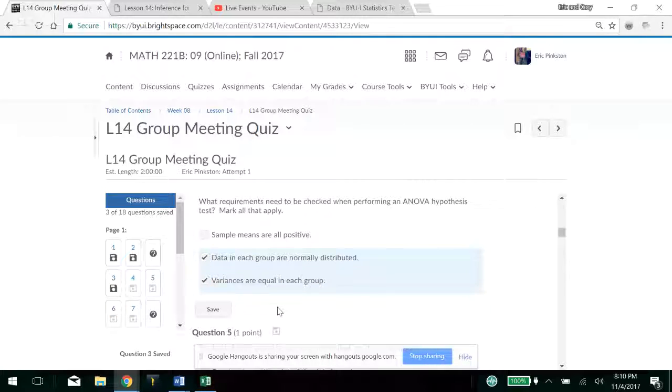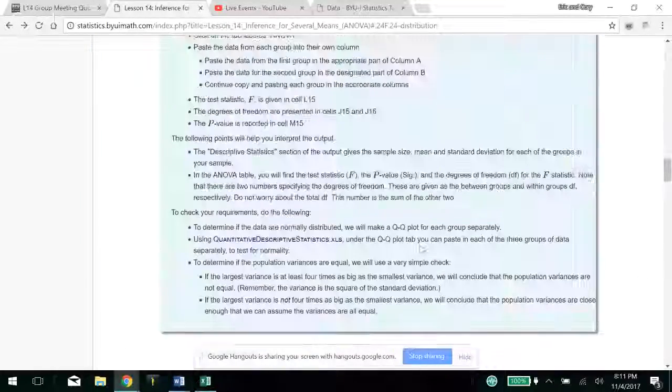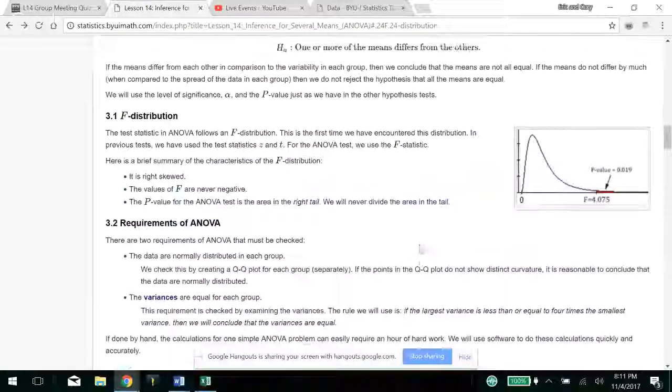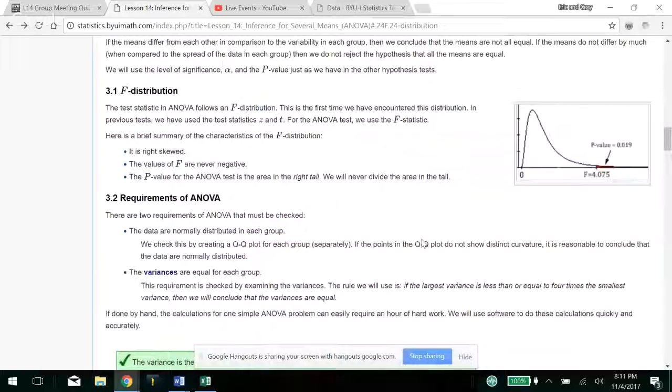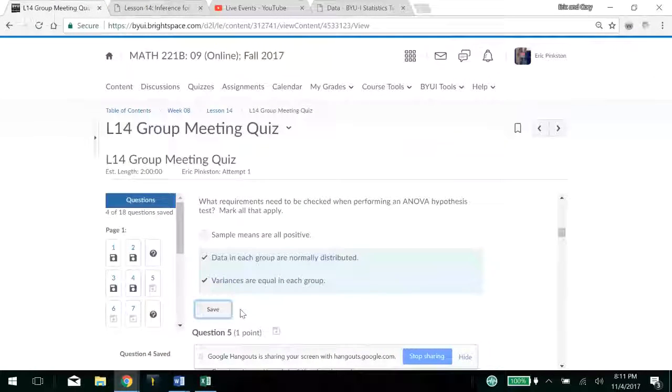Equal means not 4 times greater. Is that what it means? Yeah, because you obviously aren't going to get the variances to be exactly the same, but their definition for equal in this case is not 4 times greater. But I don't know about the sample means all being positive, so I'm going to go back to the book real fast. Requirements: data are normally distributed in each group; variances are equal for each group. Just those two.